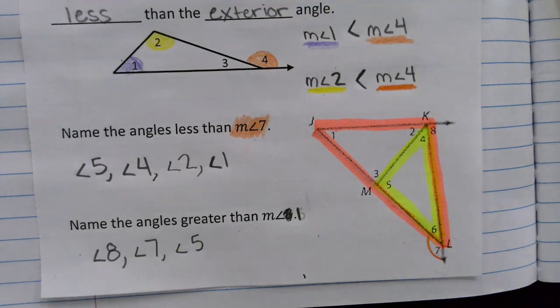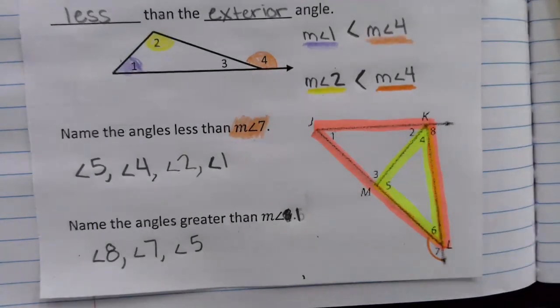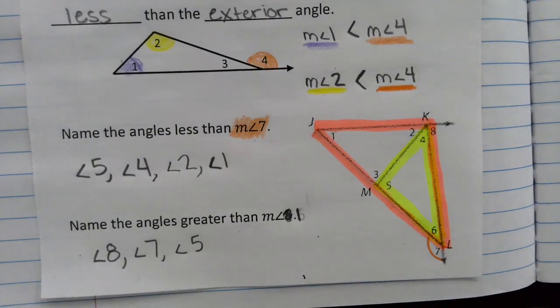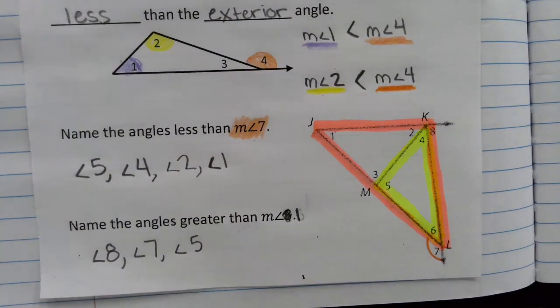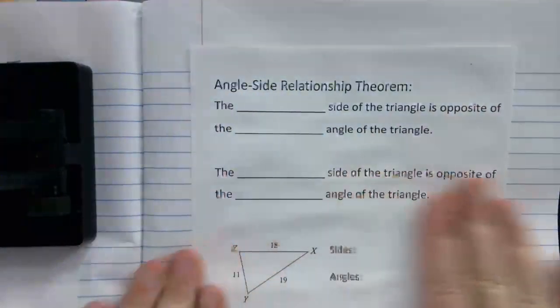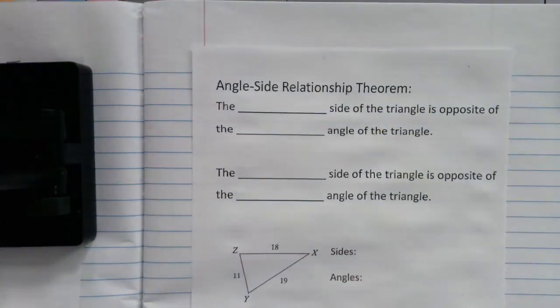Alright, you're going to go glue in the next one on the next page. Glue in that second one that says angle side relationship theorem. Alright, angle side relationship theorem. So get that one glued in.